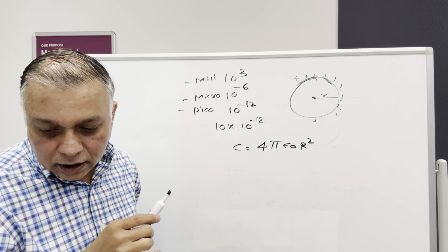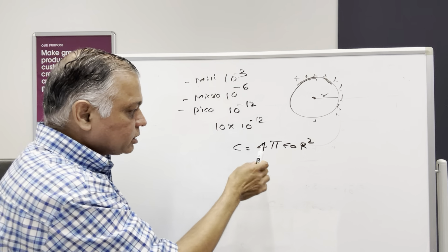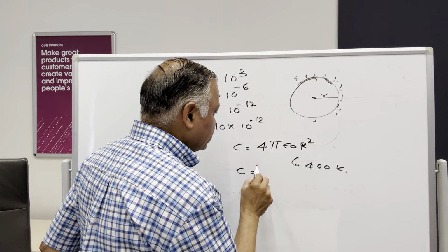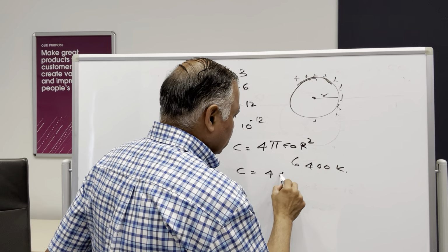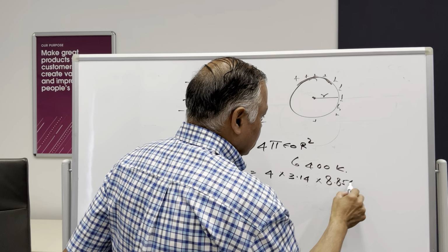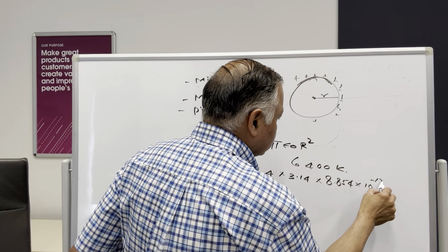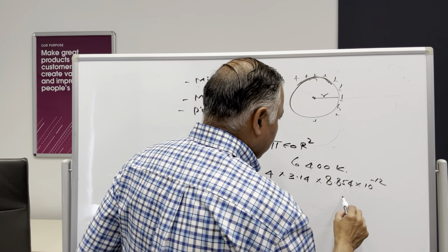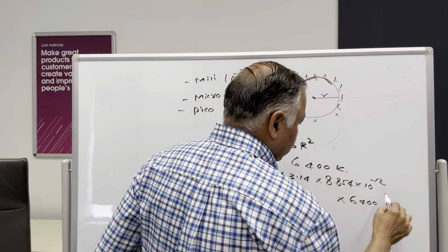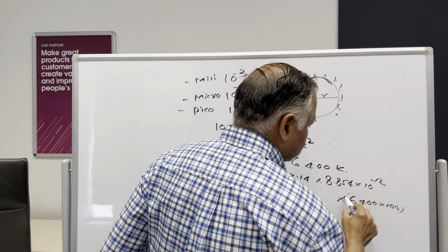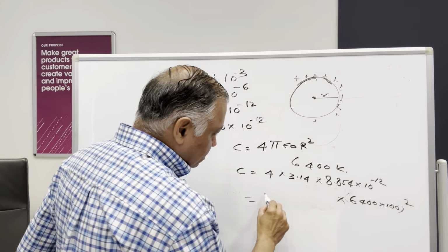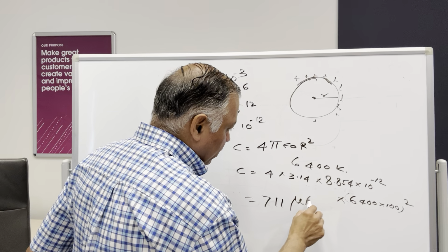If we plug in r as 6400 kilometers, then earth capacitance will come as 4 times, let's say pi is 3.14, times 8.854 times 10 to the minus 12, times the radius. So r is equal to 6400 kilometers, and we convert it to meters. You calculate this and you will get earth capacitance as 711 microfarad.